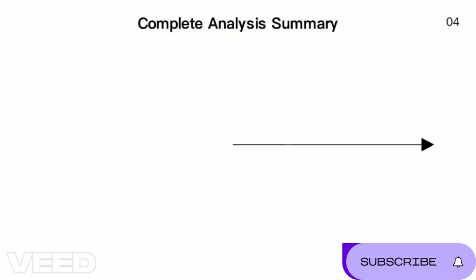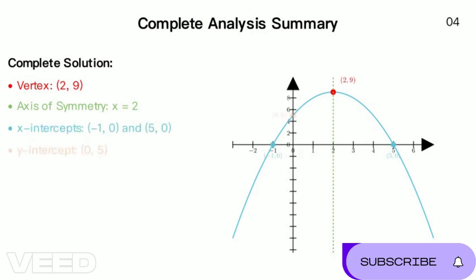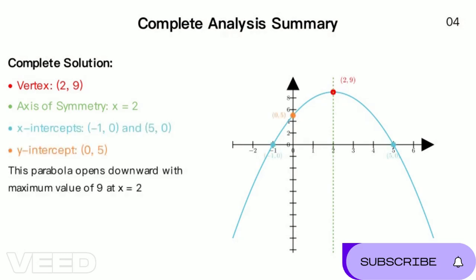Here's our complete analysis of f(x) = -x² + 4x + 5. The vertex is at (2, 9), which is the highest point since the parabola opens downward. The axis of symmetry is the line x = 2. The parabola crosses the x-axis at (-1, 0) and (5, 0), and crosses the y-axis at (0, 5). This gives us a complete picture of the quadratic function's behavior.